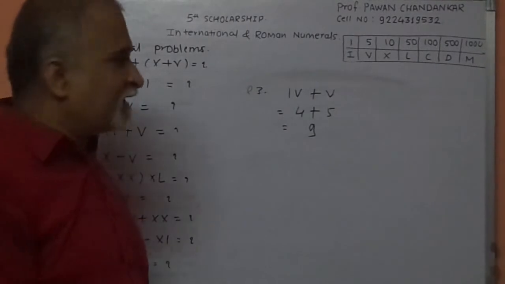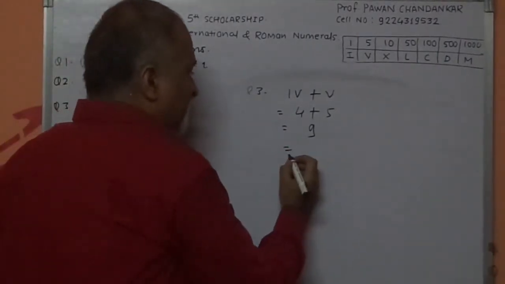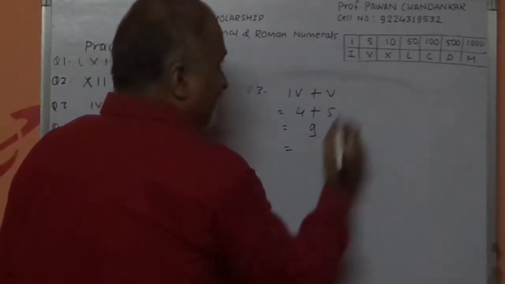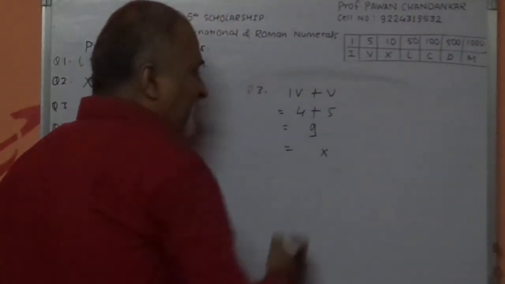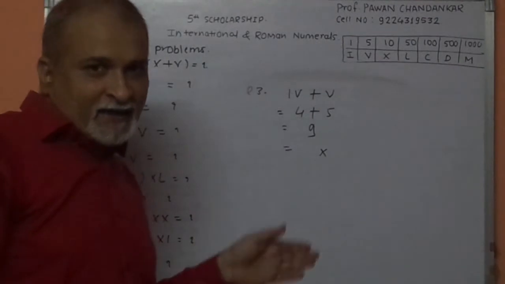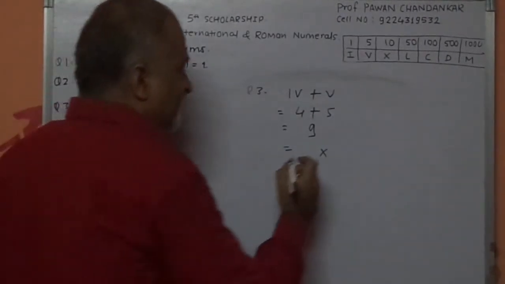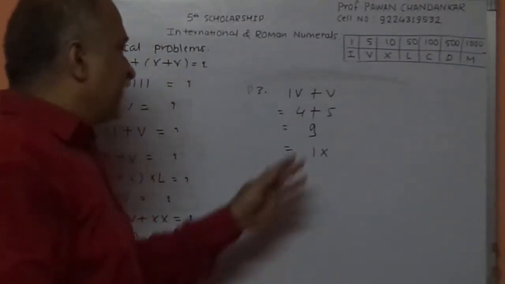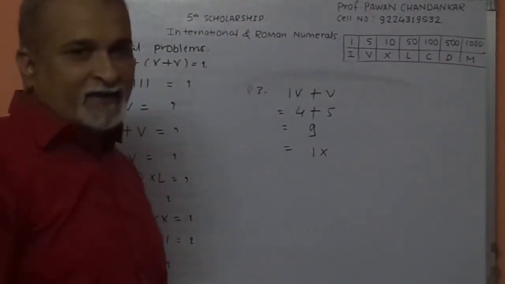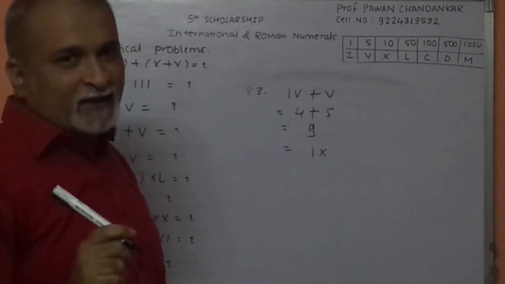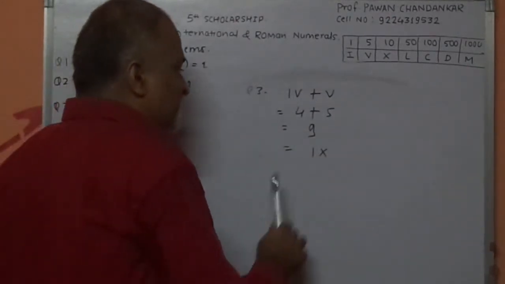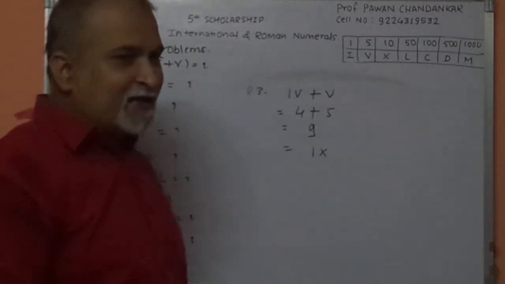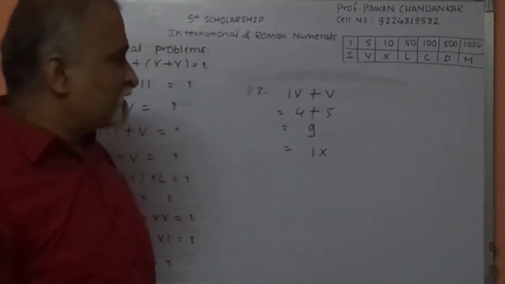So how will you write 9 in Roman numerals? Yes, 9 means what? 10 minus 1. So let me write X first of all, and to the left of X we will be writing I. So as I write I to the left of X, it indicates that we are supposed to subtract 1 from 10. So 10 minus 1 is 9. So this is how 9 is represented by the Roman numeral IX. IX means 9. Hope you must have understood this.